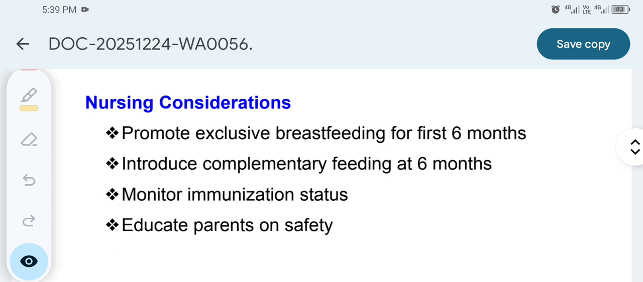What are some of the nursing considerations? The nursing consideration is that you need to promote exclusive breastfeeding for the first 6 months. They should be able to feed by the breast.